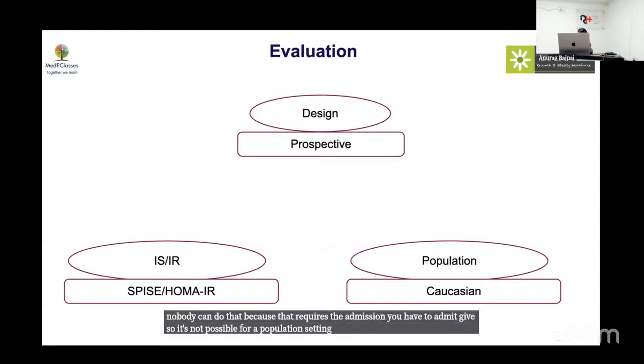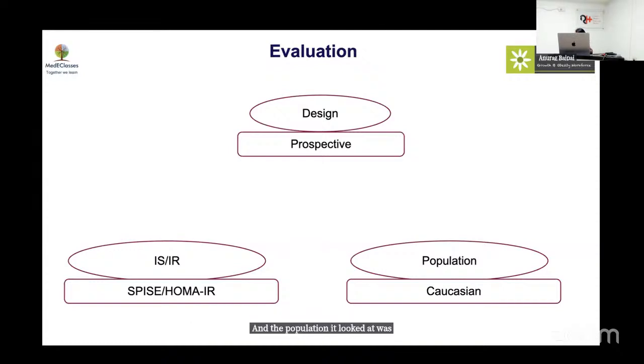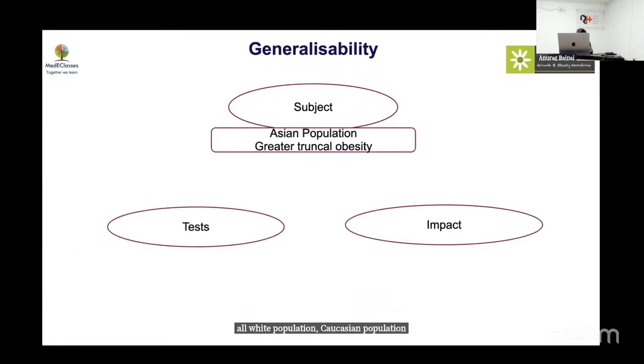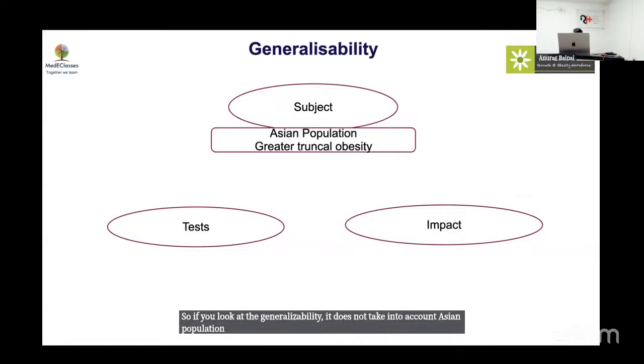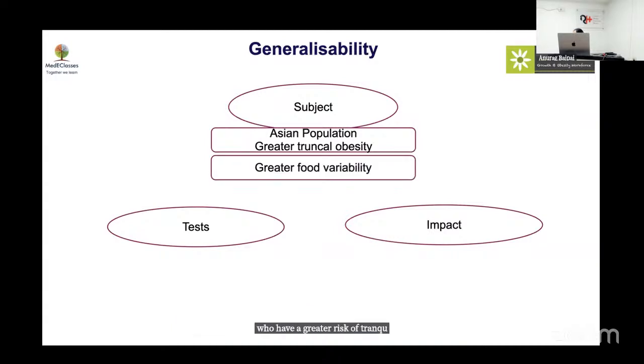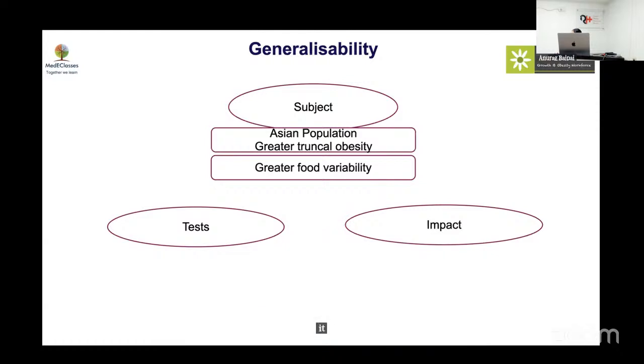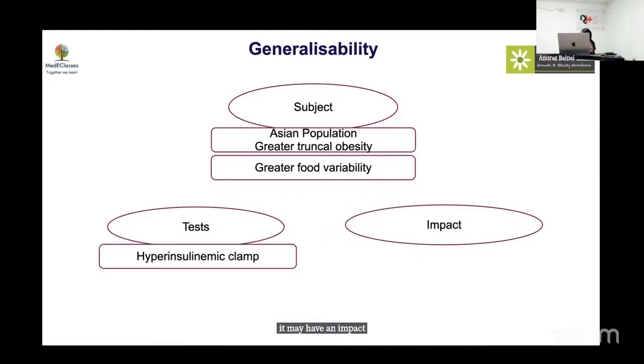And the population it looked at was all white population, Caucasian population. So if you look at the generalizability, it does not take into account Asian population who have a greater risk of truncal obesity. And I think the diet of the population was fairly homogeneous, whereas in our country there is greater variability. It may have an impact on the risk of dysglycemia.